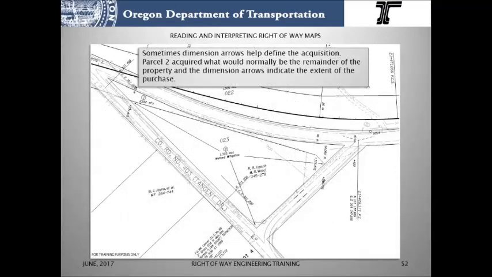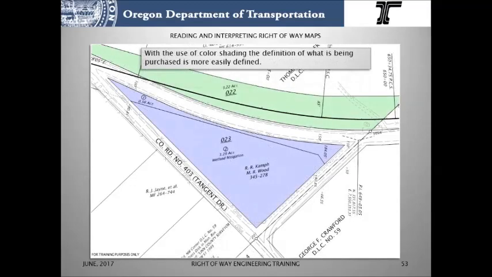Dimension arrows can be handy. You see that. In this case, parcel 2 used a dimension arrow. That was for a wetland site, or it could just have been a remainder, and it indicates the extent of that purchase. Now, today, with the use of color shading, the shading makes it more helpful to identify the different parcels. You can more easily see the difference between parcel 1 and parcel 2, more easily defined.